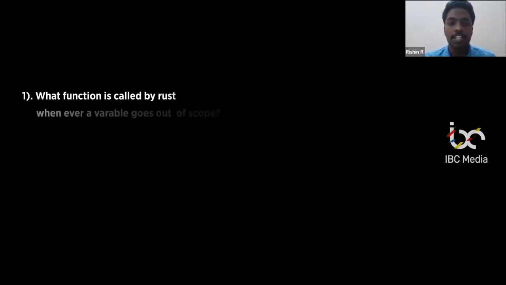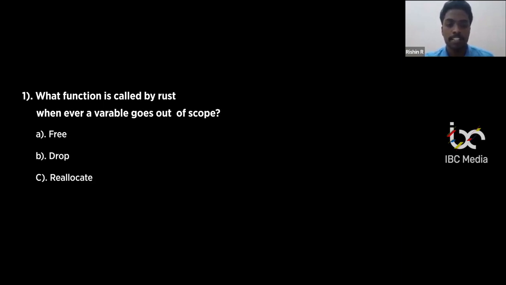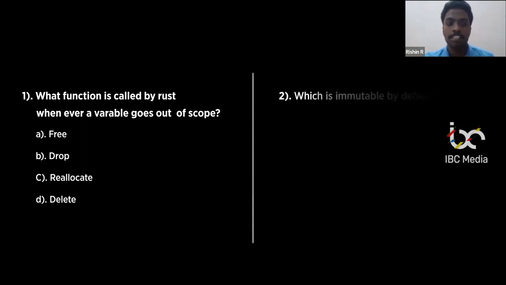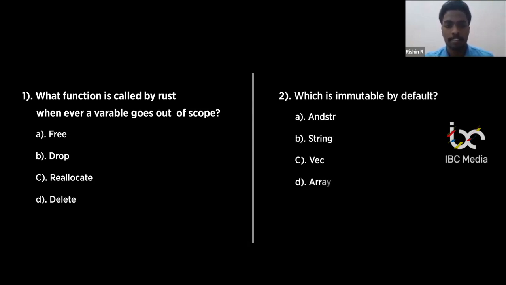So the first question is, what function is called by Rust whenever a variable goes out of scope? The options are free, drop, deallocate, delete. The second question is, out of the following, which is immutable by default? The options are str, String, Vec, array.